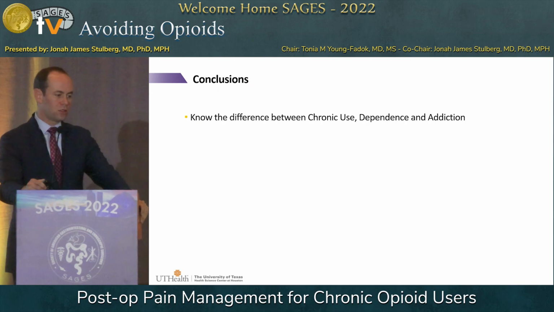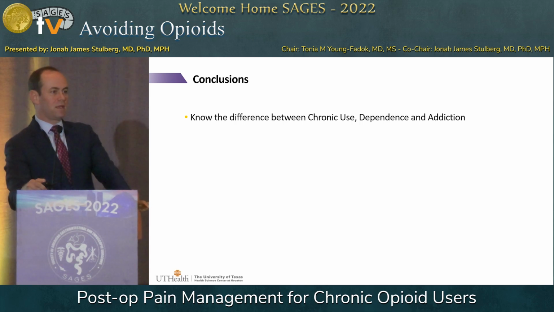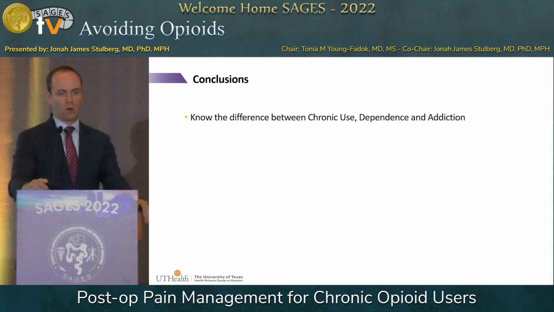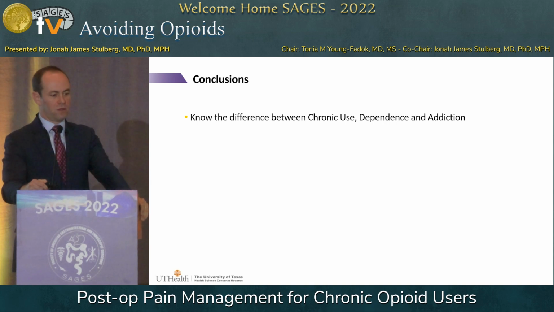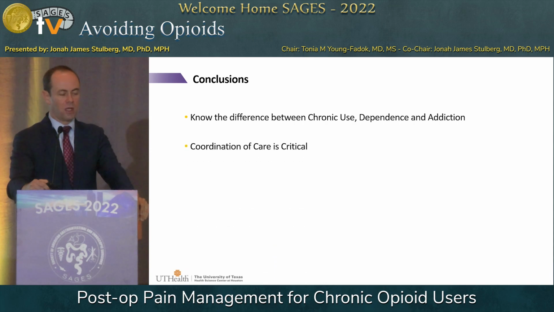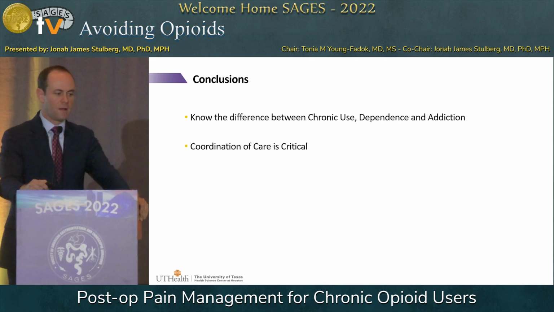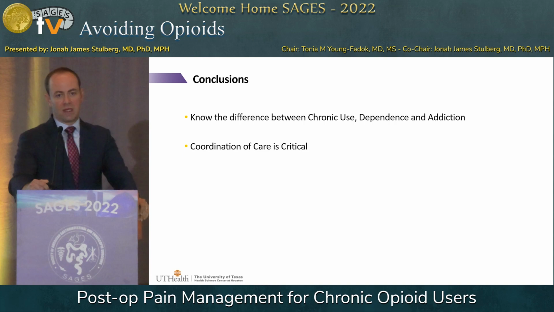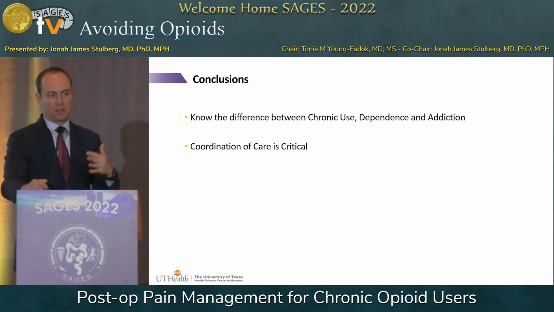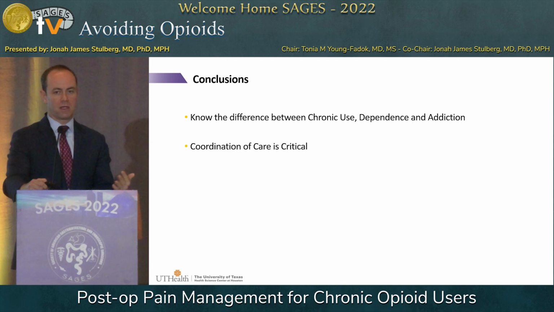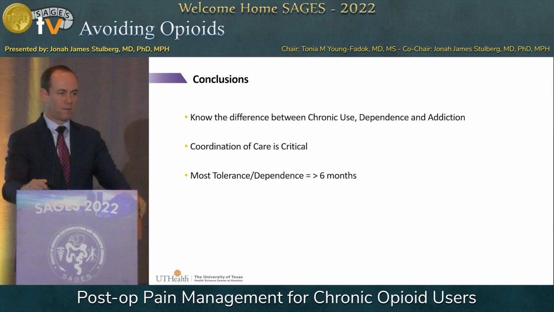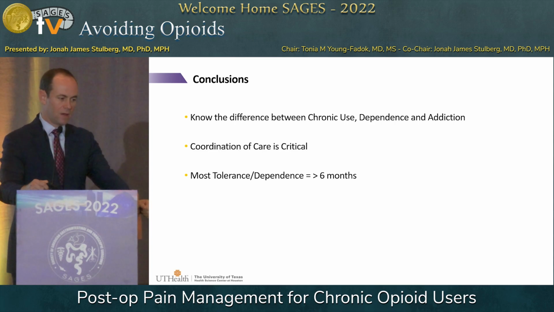And so in conclusion, I would say that my main takeaways when you think about treatment of patients who have chronic opioid prescriptions are to know the difference between chronic use, dependence, and addiction, and make sure that you do not conflate those. Coordination of care is critically important. It's a diagnosis just like their obesity, diabetes, or anything else that another provider is probably managing, and you want to know how that interacts with what you're doing and how you make sure you don't overstep your management and you treat the patient as best you can.